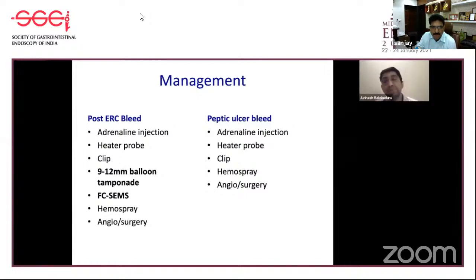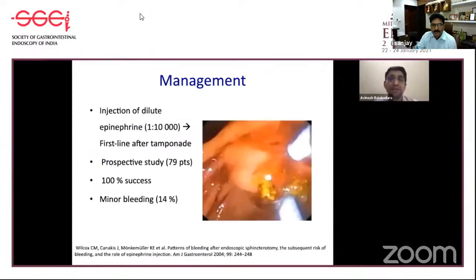The management of post ERCP bleed and peptic ulcer bleed is very similar, because we tend to use adrenaline injection, heater probe, clip, hemospray, and rescue is always angio or surgery. But two things which are different in post ERCP bleed are usage of a 9 to 12 millimeter balloon, that is our stone extraction balloon, which can be used as a tamponade. Keeping the balloon in the bile duct at the apex, we can insufflate it so that it has a tamponade effect, or else we can place a fully covered metallic stent. Apart from this, the management of post ERCP bleed and peptic ulcer bleed are similar.